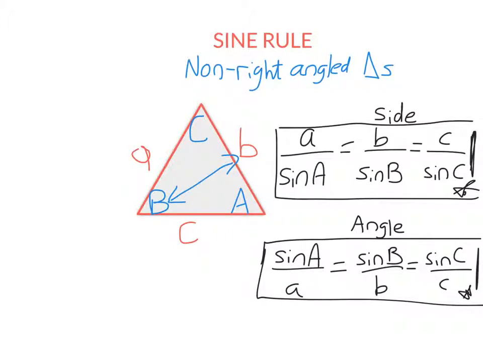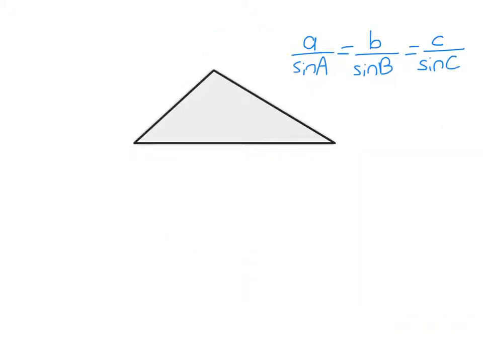All right, let's look at some examples. You need a certain amount of information to be able to use the sine rule. If I want to find side a, for example, I need to know its opposite angle, and I need to know another pair of sides and angles. Let's look at an example where I know this.